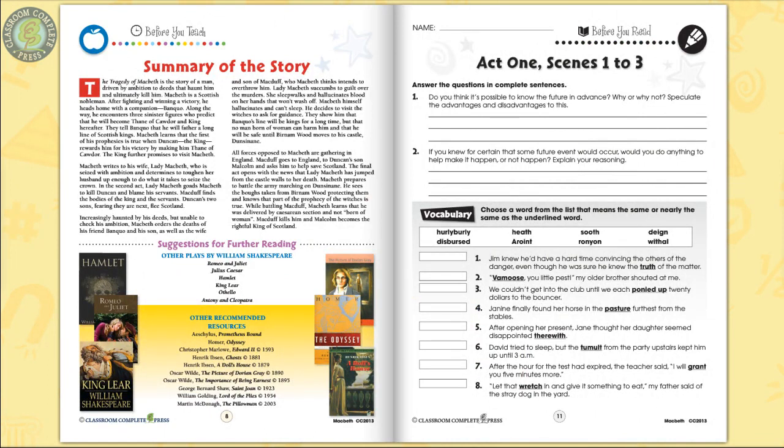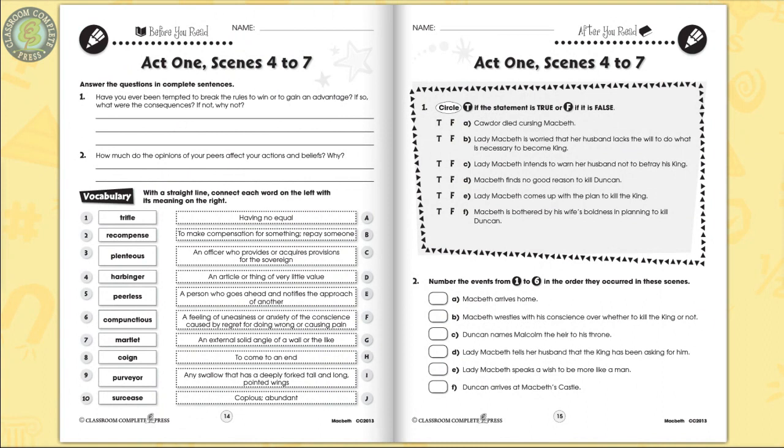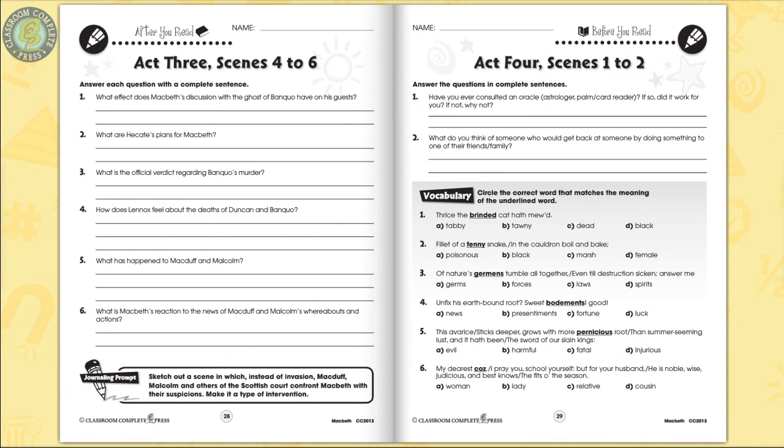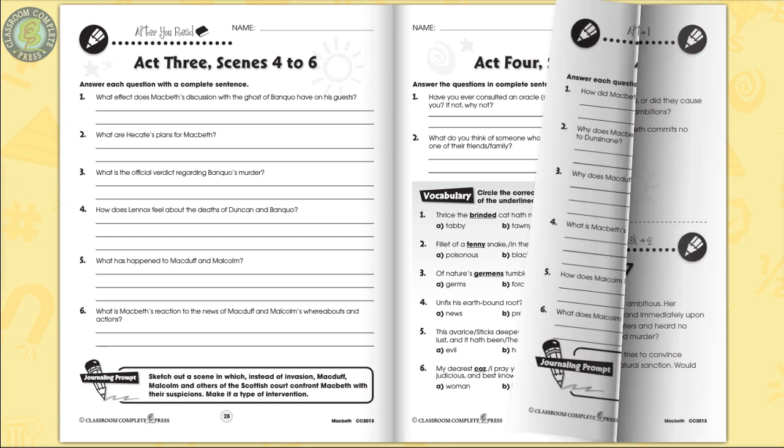Speculate the advantages and disadvantages to knowing the future in advance. Put the events from the play in the order that they happen as Macbeth contemplates killing the king. Explain what is Macbeth's greatest worry now that he is king. Students write their own scene in which Macduff confronts Macbeth directly with his suspicions about the murder of the king.